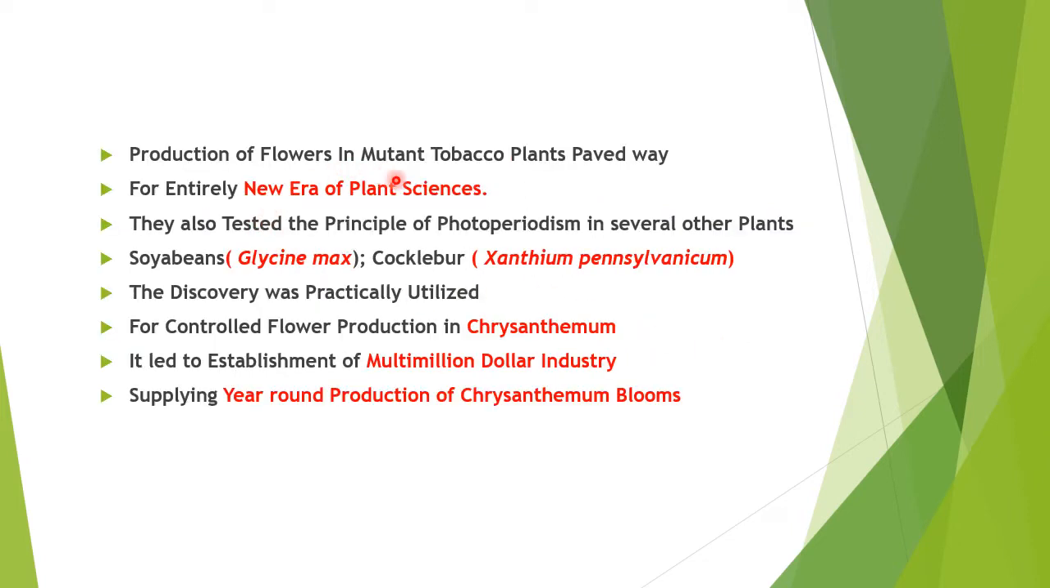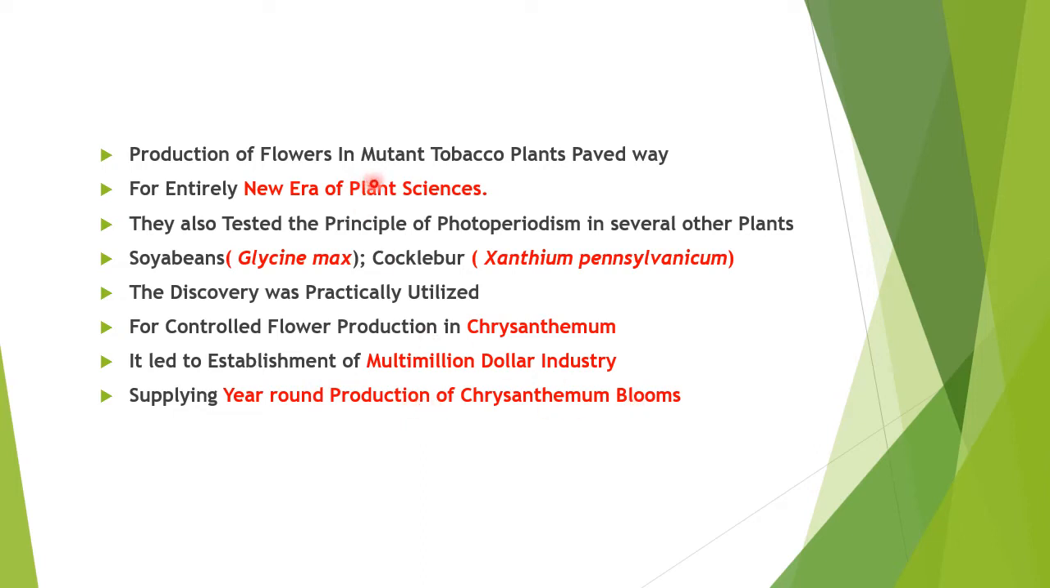Production of flowers in mutant tobacco plants paved the way for an entirely new era of plant sciences. They also tested the principle of photoperiodism in several other plants like soybean, Glycine max, cucumber, and Xanthium species. The discovery was practically utilized for controlled flower production in chrysanthemum. So it led to the establishment of a multi-million-dollar industry supplying year-round production of chrysanthemum blooms.